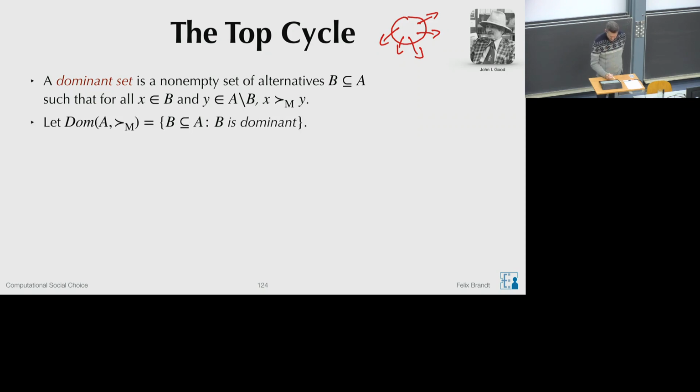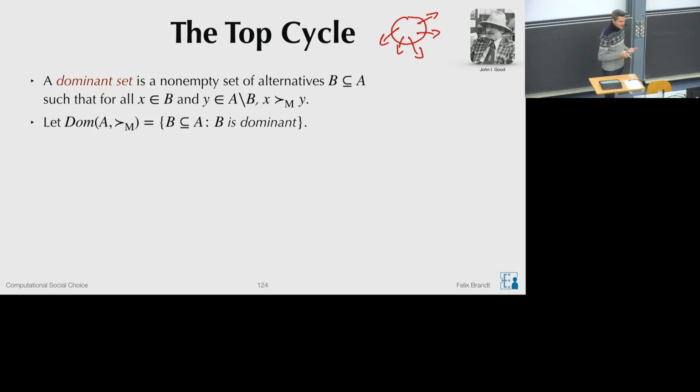One other auxiliary notion is now the set of dominant sets. If we just look at some feasible set and only the majority relation, you see that we are slowly shifting towards concepts that only depend on the majority relation. Now that we have seen McGarvey's theorem, we know that we can only focus on the majority relation. The set of dominant sets is defined as follows: it's just any subset B which is dominant. So this is a set that only consists of sets.